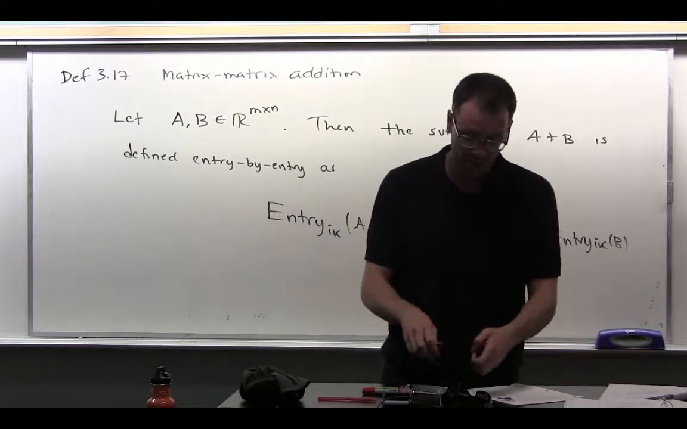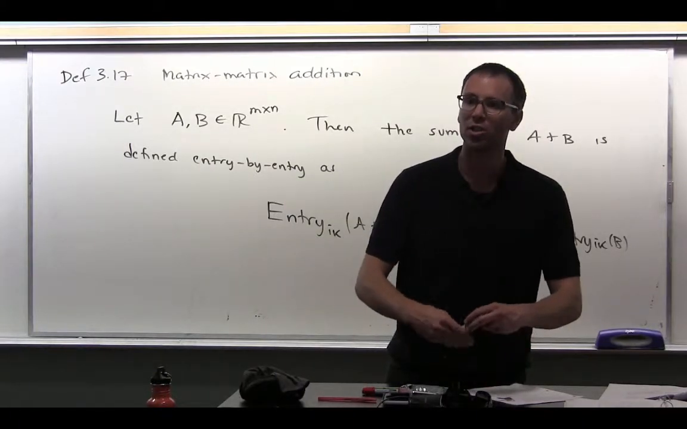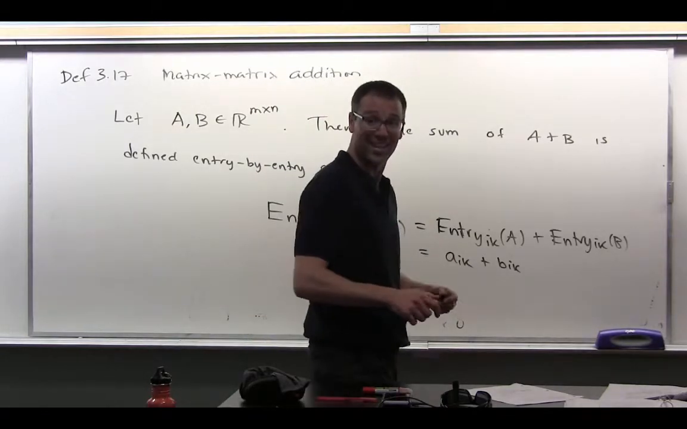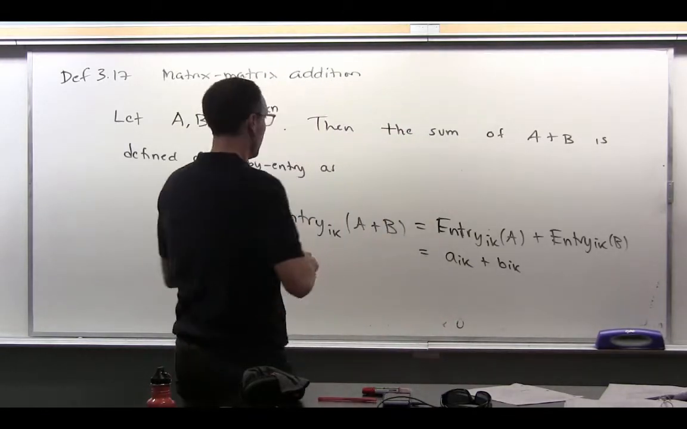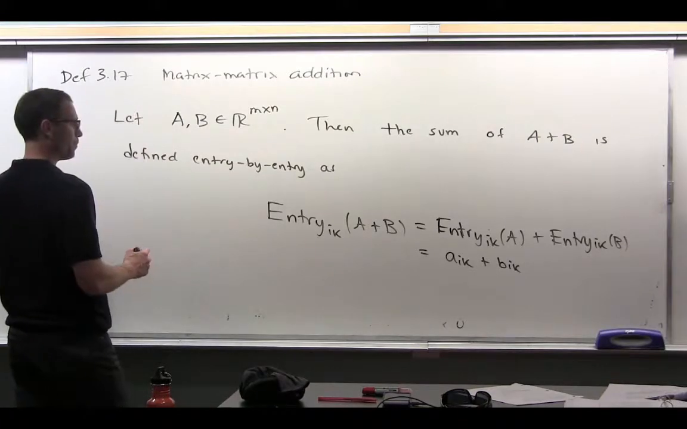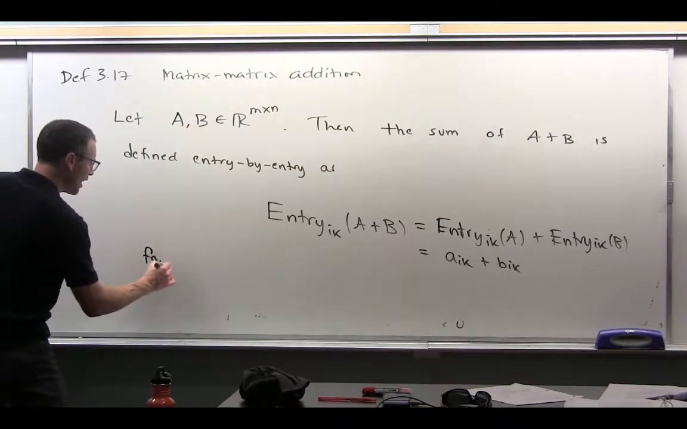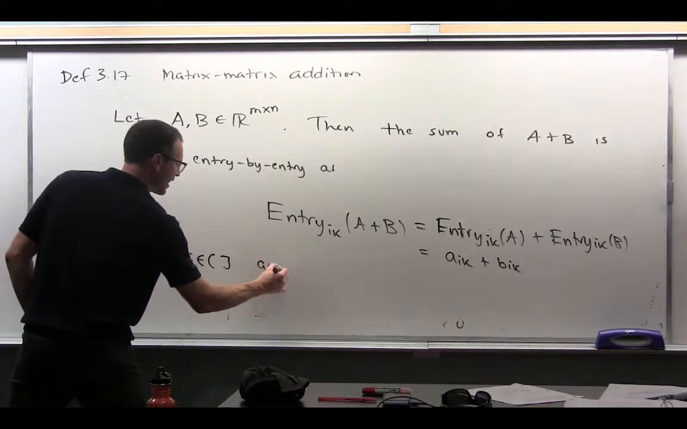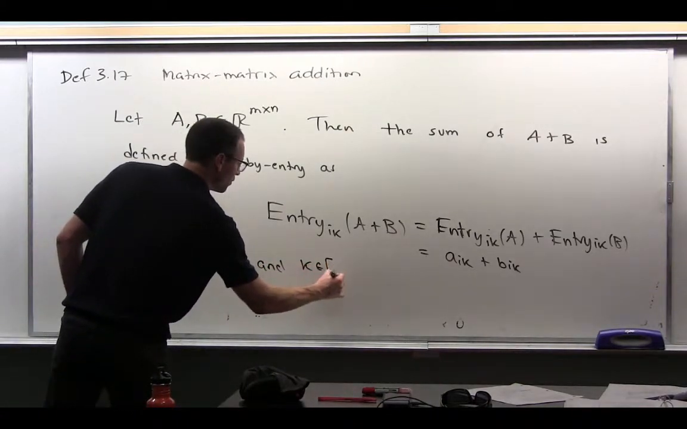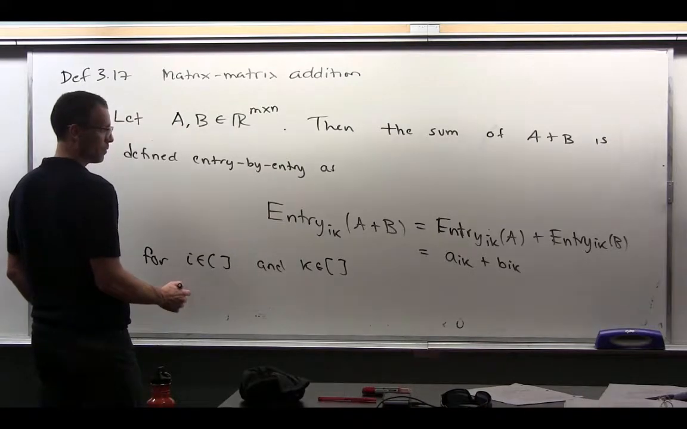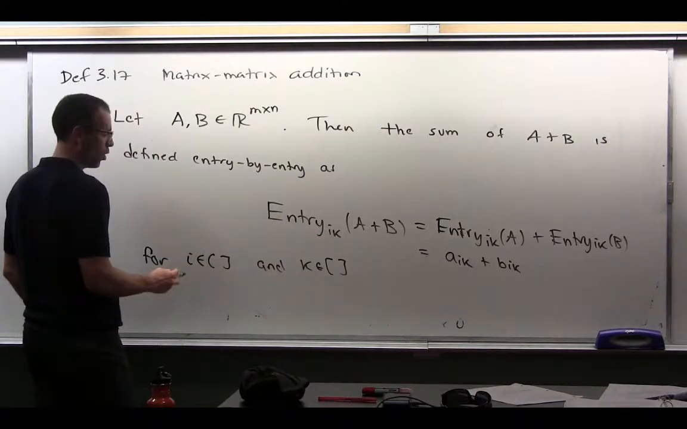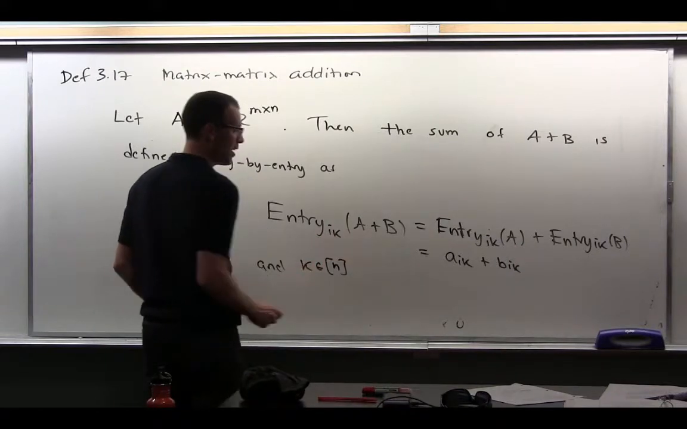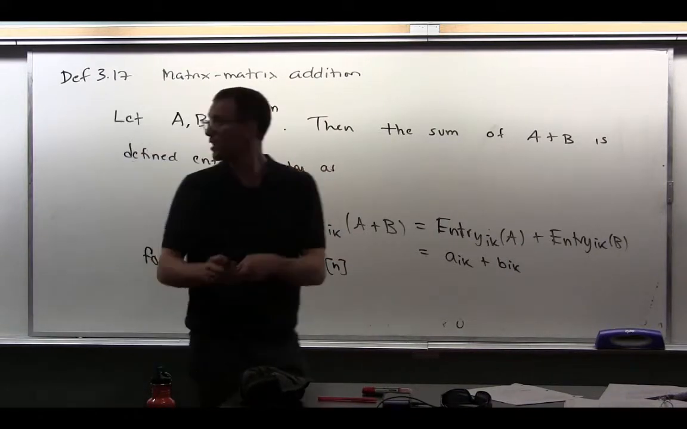So one matrix-matrix addition represents how many scalar-scalar additions? Pretty crazy, right? Okay, and then I should really say for i an element of what and k an element of what? How many choices do I have on my row index? M of them. How many choices do I have on my column index? N of them.